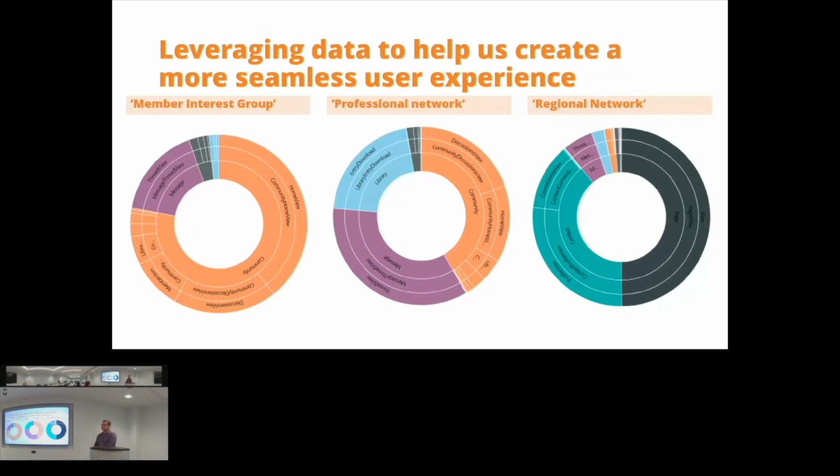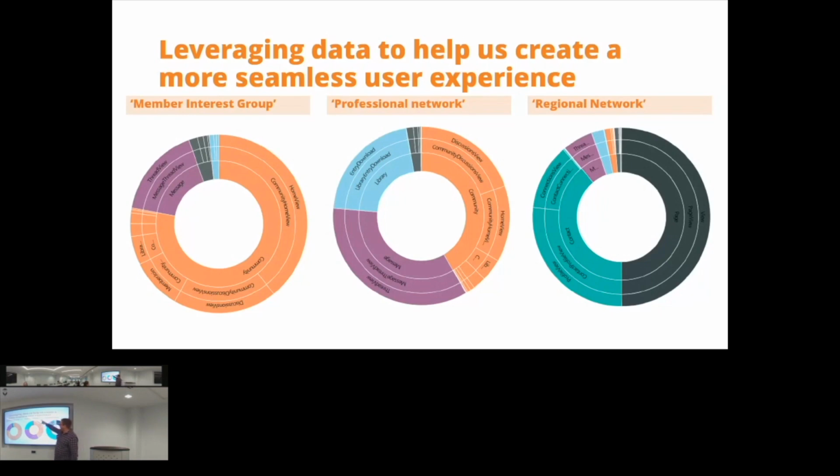And I've got regional networks. These are more like committee structures. You're in the Northwest, I'm in the Southeast. What am I supposed to do? The different colors tell me that these different groups really, really like to do different types of things, right? The member interest group wants to go to the homepage. They want to view discussions. They want to view community members.